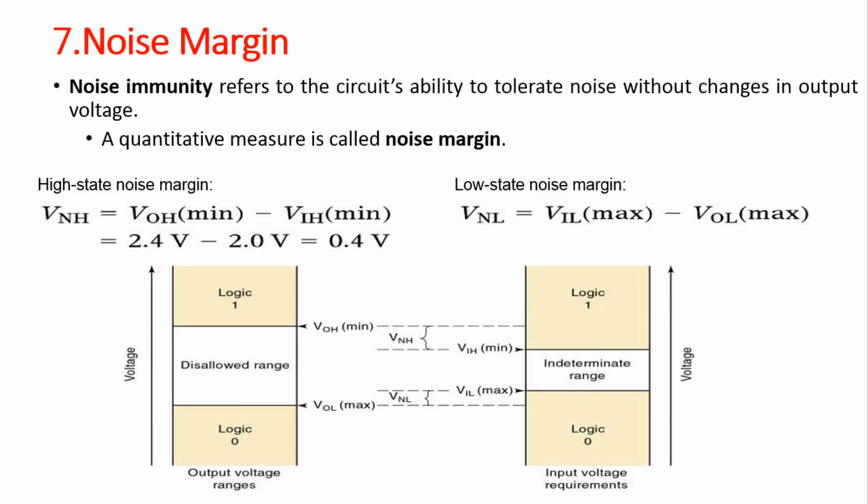Seventh is noise margin. Noise immunity refers to the circuit's ability to tolerate noise without changes in output voltage. A quantitative measure is called noise margin. It is of two types: high state noise margin and low state noise margin.